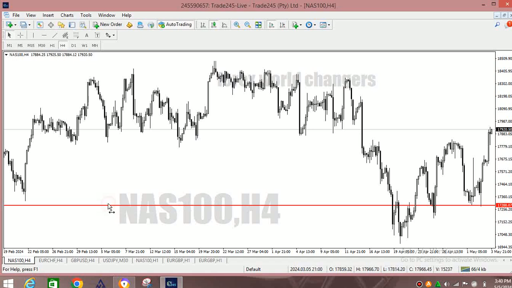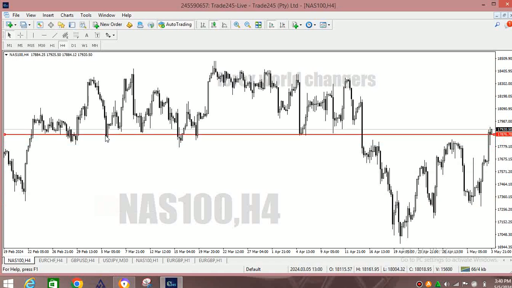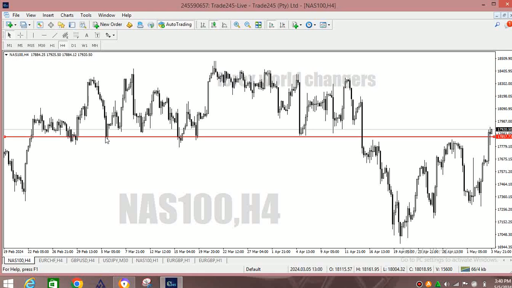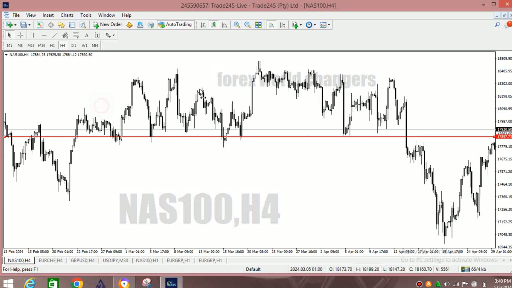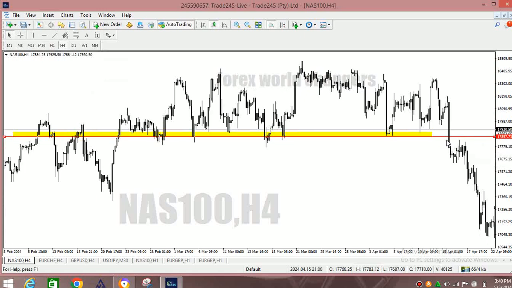So this level is basically a significant level. This is a very significant level, right? If we all agree this is a very significant level, you see there's a lot of reaction. So let me just highlight the entire zone, this entire zone. This is a very significant level here. You see, there's a lot of activity here.